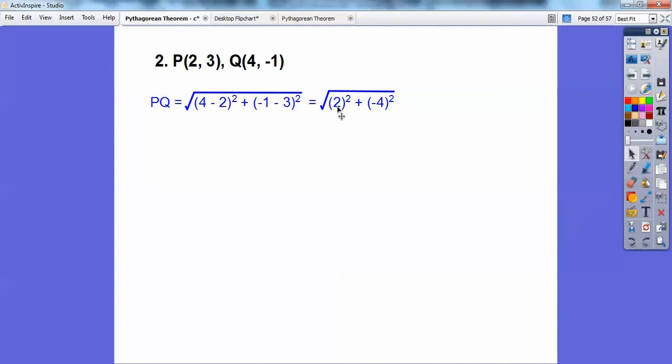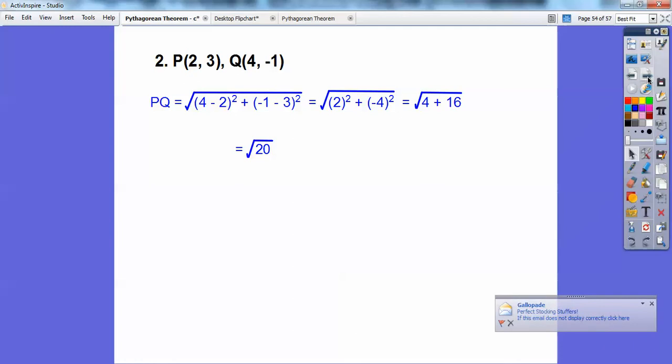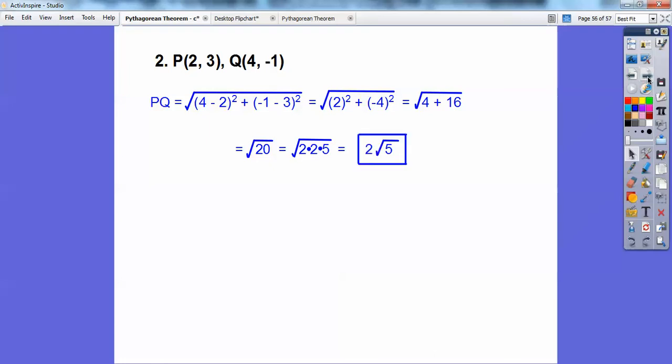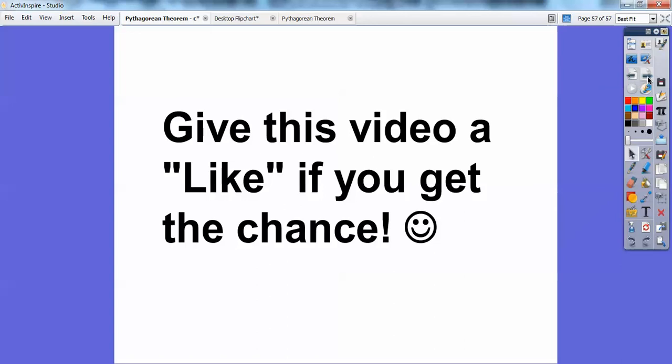And when I square these, this is going to be 4. Negative 4 times negative 4 is positive 16. 4 plus 16, you have to add those together to get 20, you guys. All right, and then the square root of 20 is 4 times 5, and then 4 breaks down to 2 times 2. So it's 2 times 2 times 5, and 2 2's on the inside brings 1 2 on the outside. Okay, so we have simplifying radicals and the Pythagorean theorem, and then the distance formula and all that stuff. All right, you guys, take care.